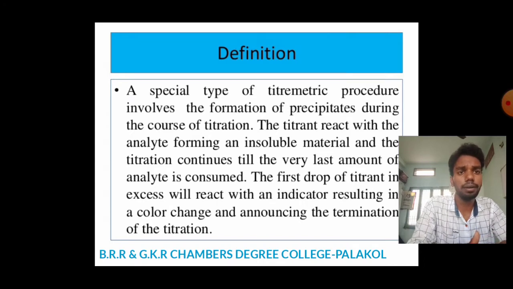Now we continue the titration till the last amount of analyte is consumed. The first drop of titrant in excess will react with the indicator. After complete reaction and consumption of the analyte by the titrant, the excess titrant will react with the indicator, and then a sudden change of color will be observed. That is the end point where the color will change, which indicates the completion of the reaction. All the analyte would be consumed, right?